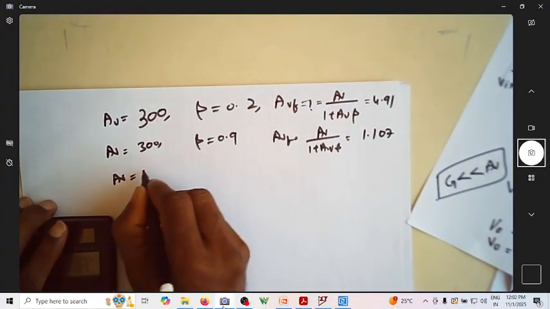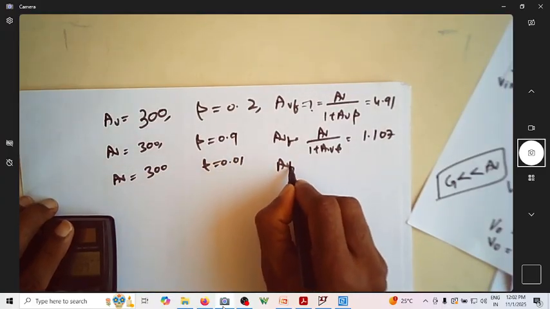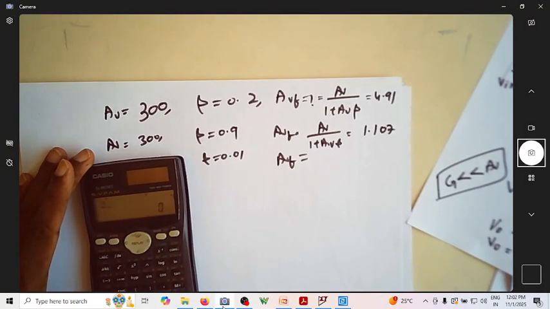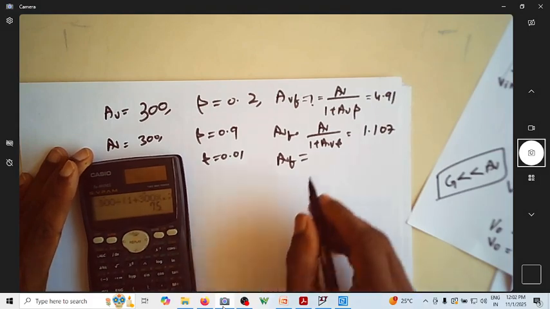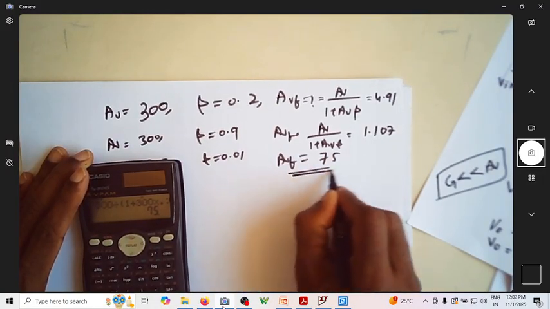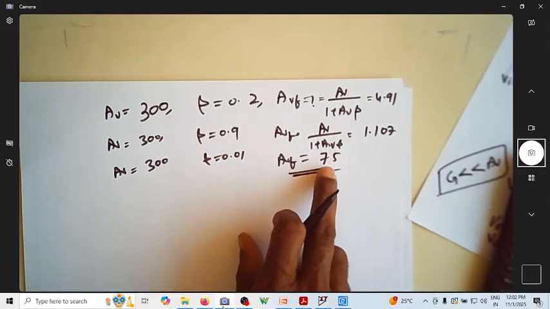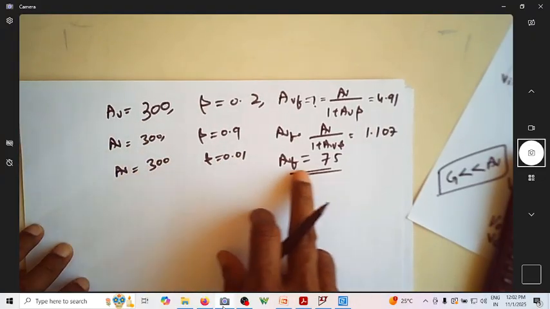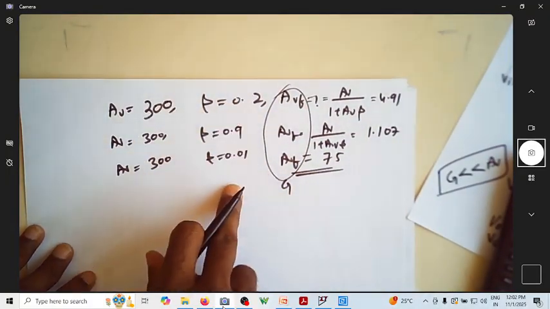Suppose you take one more case where AV is again 300. If beta is 0.01, what is AVF? You have a very small feedback. Now it is 300 divided by 1 plus 300 into 0.01. Can you see it is now 75? You have a gain of 75 when beta is very small. So this is how you can find the overall gain AVF or G for a given feedback.